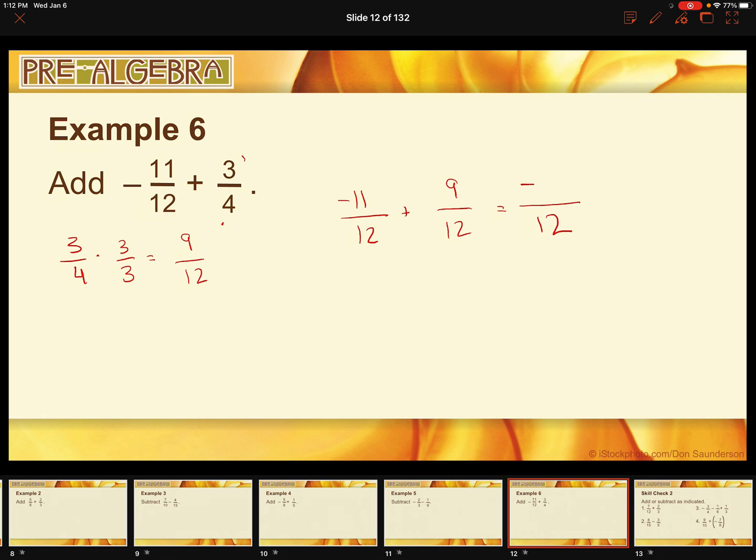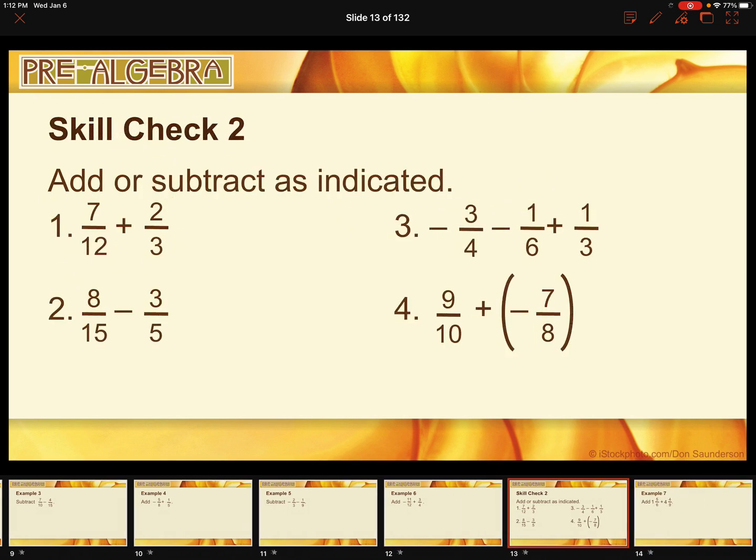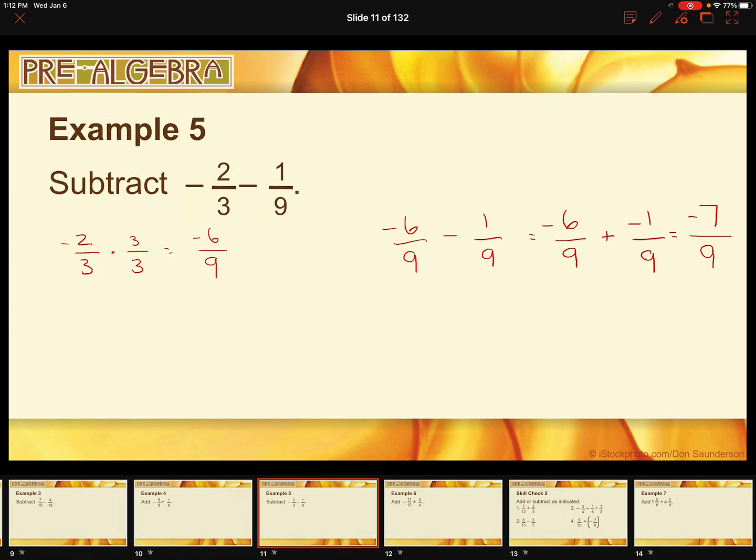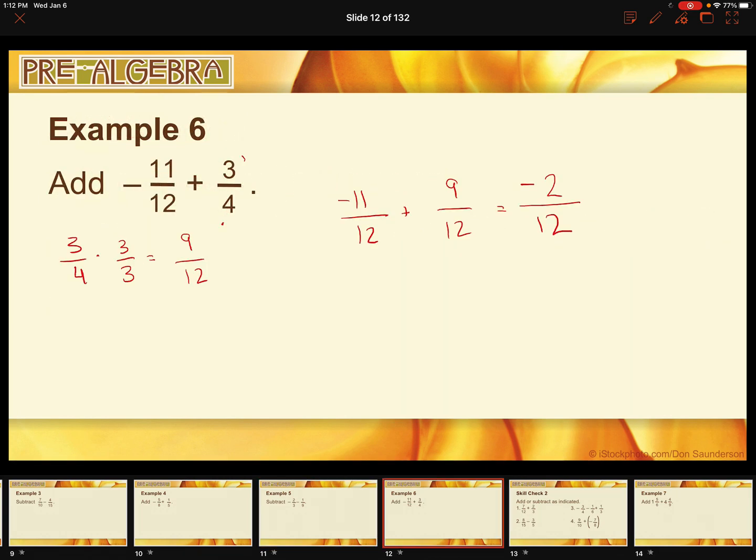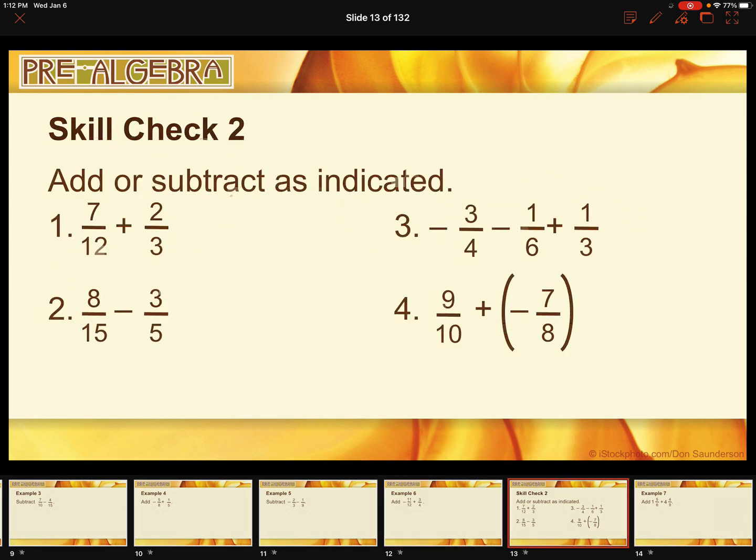11 minus 9 gives me 2. And then I can simplify by dividing top and bottom by 2 to get negative 1 over 6. Please pause the video, and when you're done with these questions, you can come back on and check your answers.